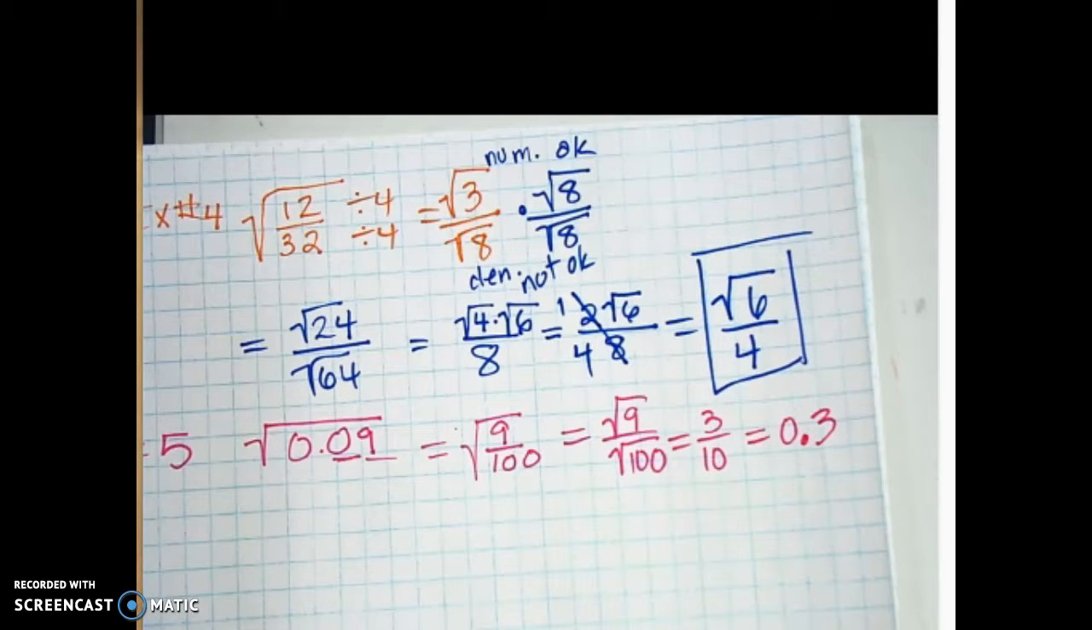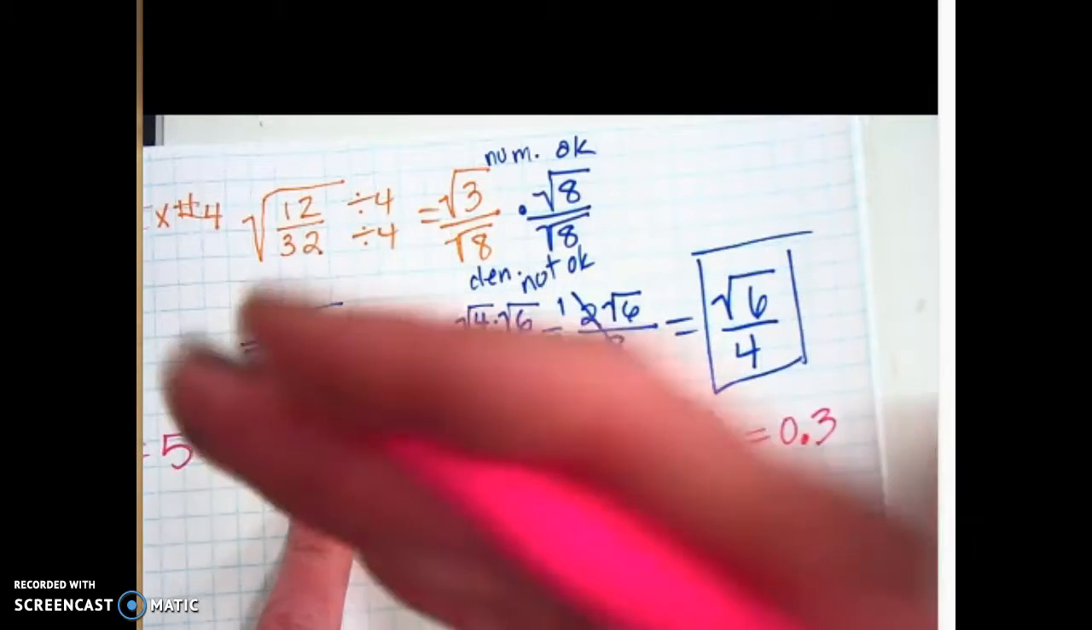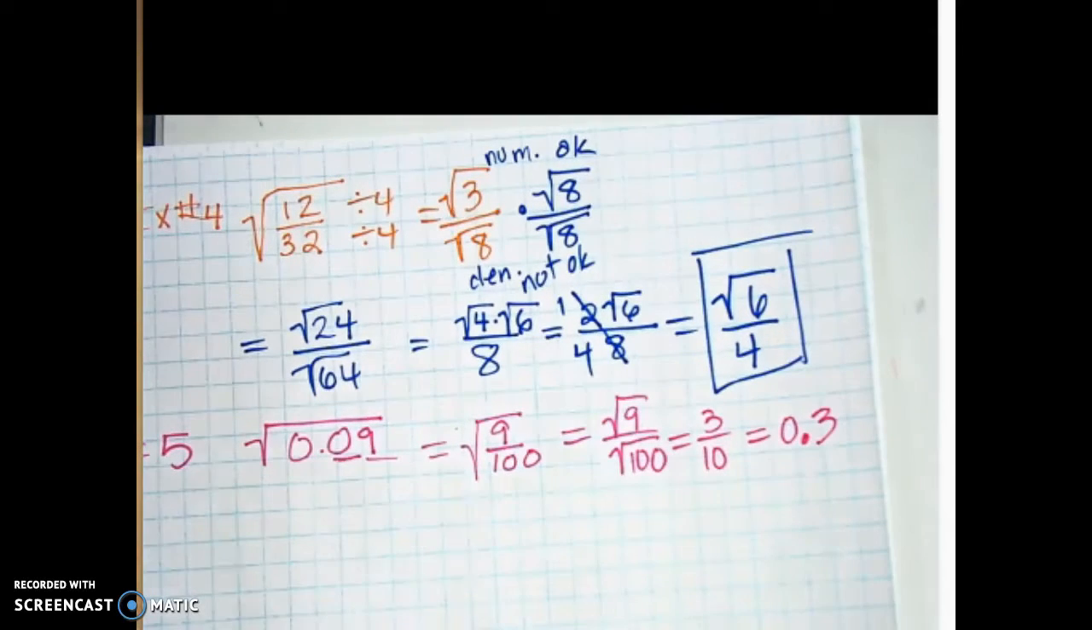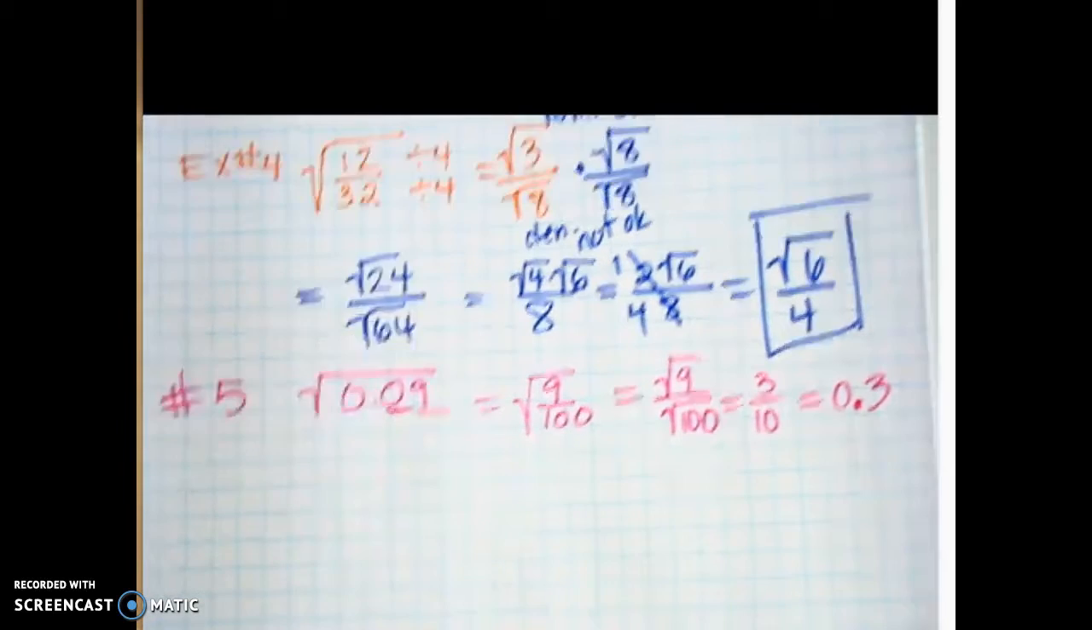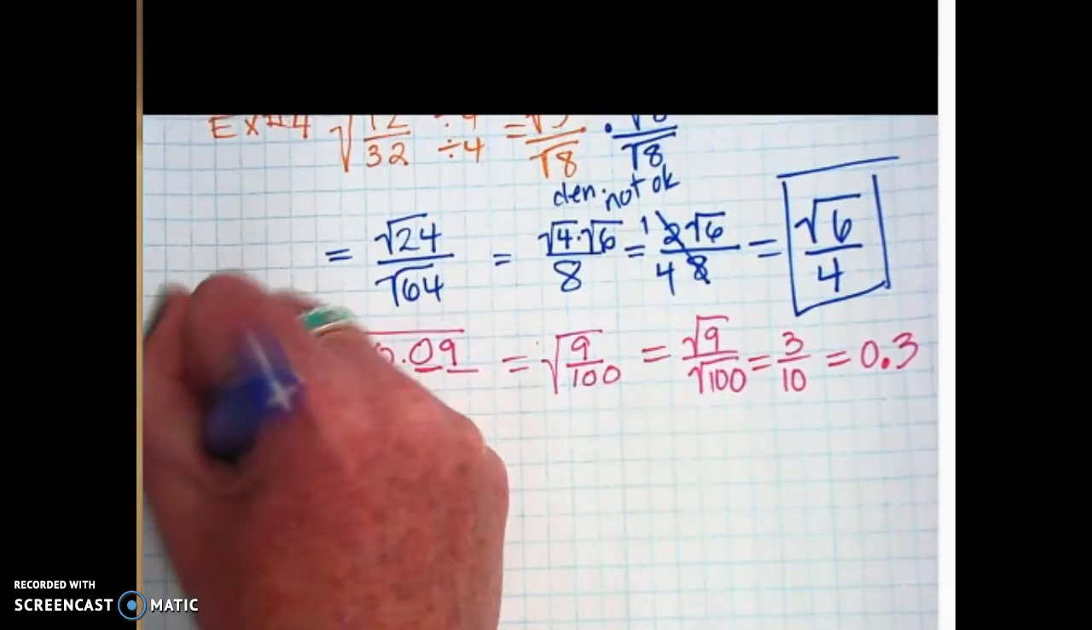How do you know when to write which answer? Either the directions are going to tell you, write all your answers as this or that, or you look at how the question was given. Was it given as a fraction or was it given as a decimal? And that's just the general rule. Okay? Any questions on example 5? All right. 6.